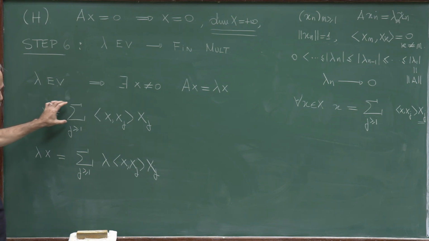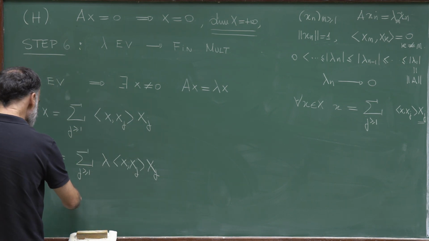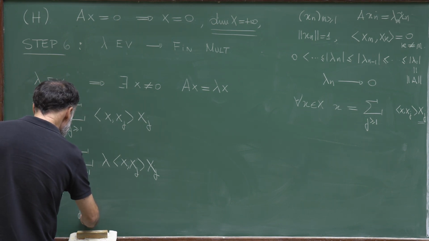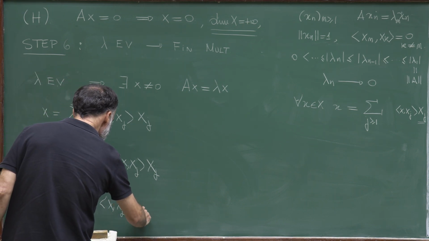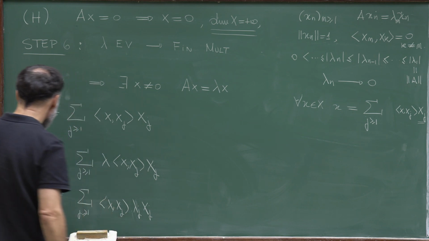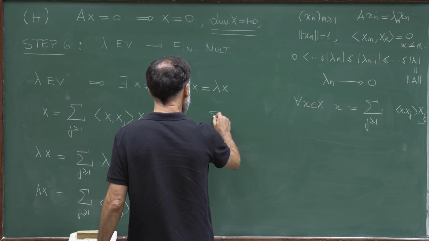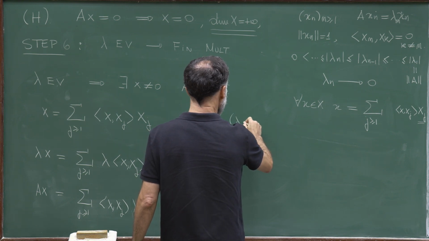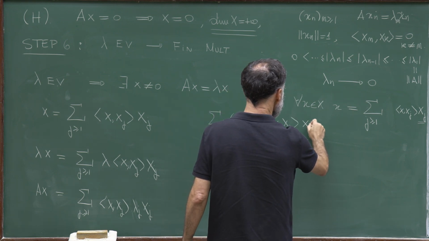If I apply A by linearity, since Xj is an eigenfunction associated to the eigenvalue lambda j, AX is equal to the sum of (X, Xj) lambda j times Xj. Now, by saying that lambda X and AX are equal, what I get is that the sum of (lambda j minus lambda)(X, Xj) Xj is equal to 0.